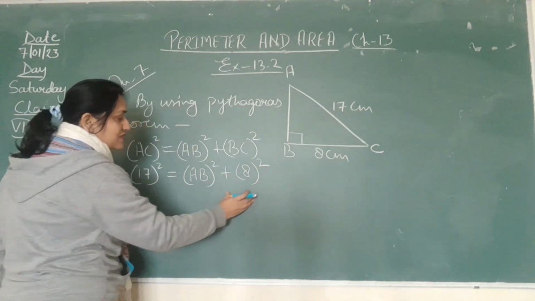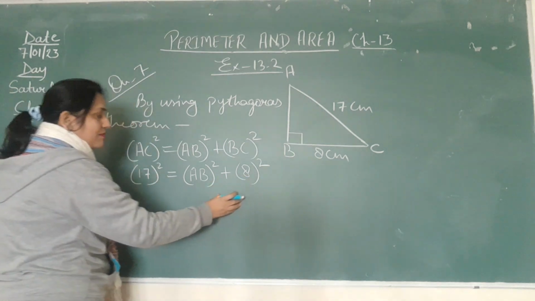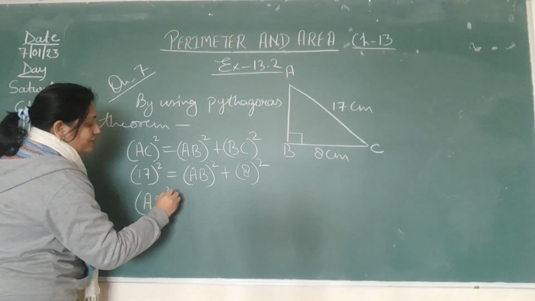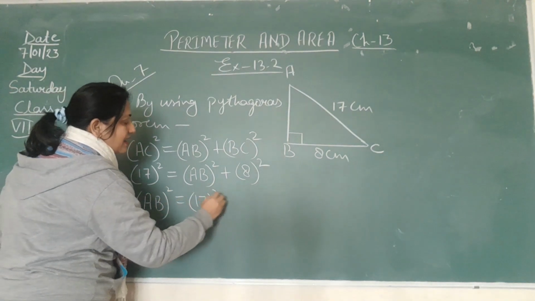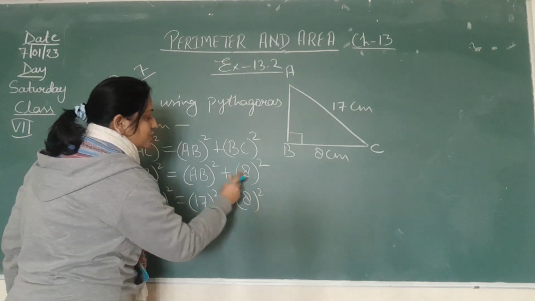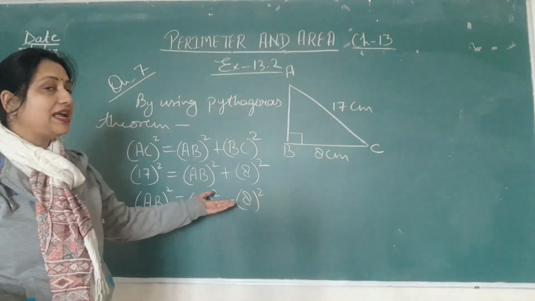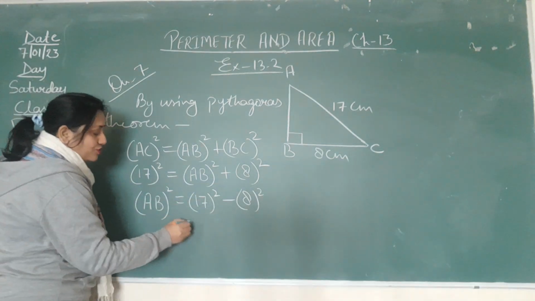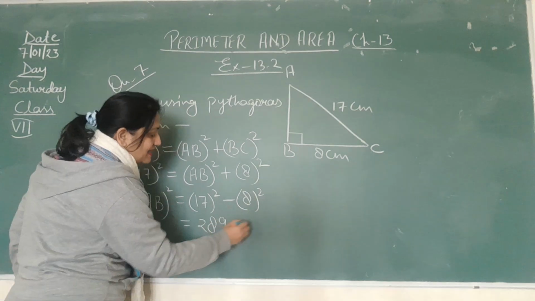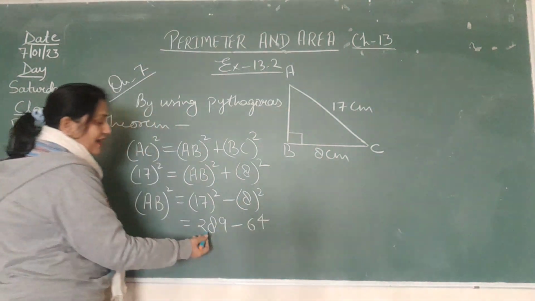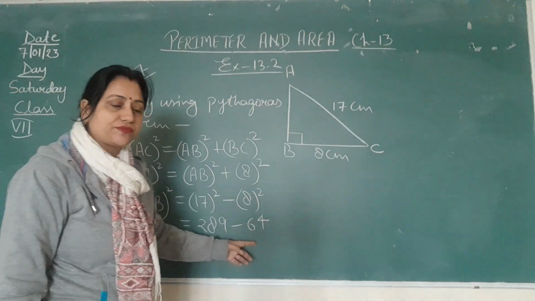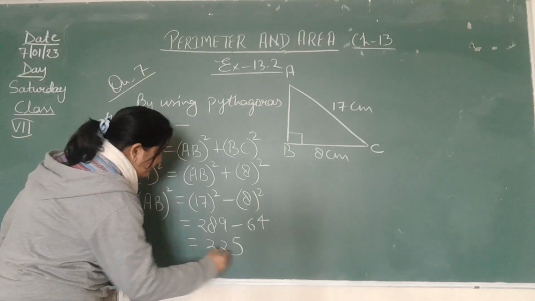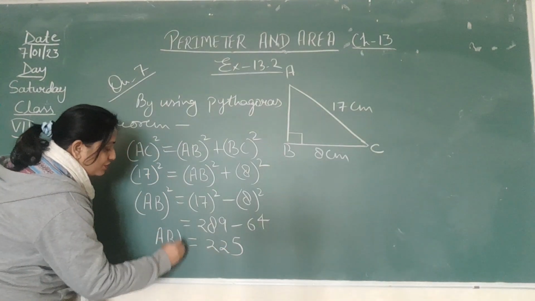Now I am going to transpose this 8 square from the right hand side to the left hand side. So AB square is equal to 17 square minus 8 square, because it is positive, when we transpose it will be negative. Now 17 square is 289 and 8 square is 64. Now we have to subtract. After subtracting, the answer is 225. So AB square is equal to 225.